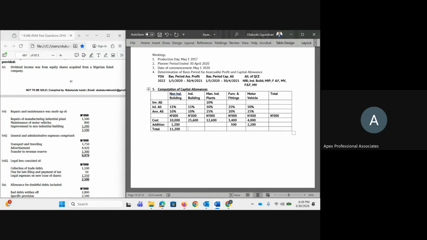So 11,200, that's the total. 25,600, 12,600, 3,900, and 6,200. So what's the investment allowance on the assets? 10%.